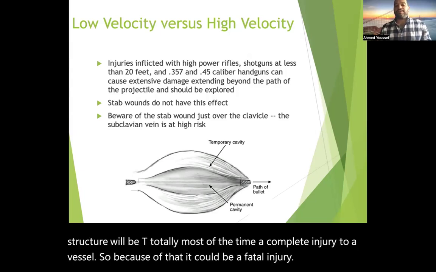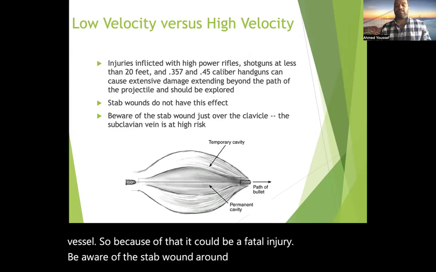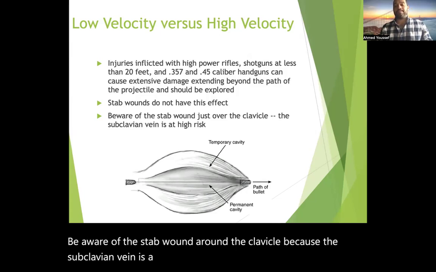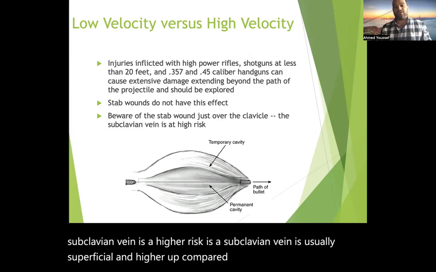Be aware of the stab wound around the clavicle, because the subclavian vein is at higher risk. The subclavian vein is usually superficial and higher up compared to the subclavian artery. That's to mention.